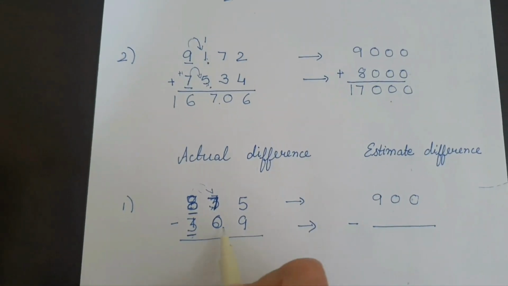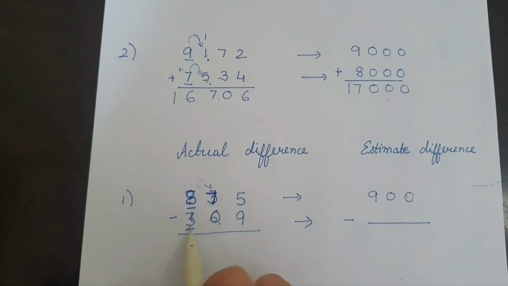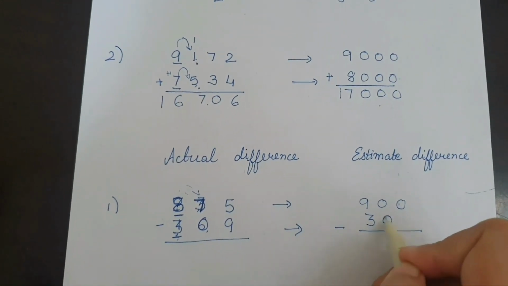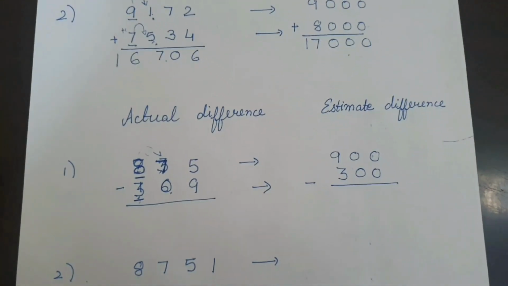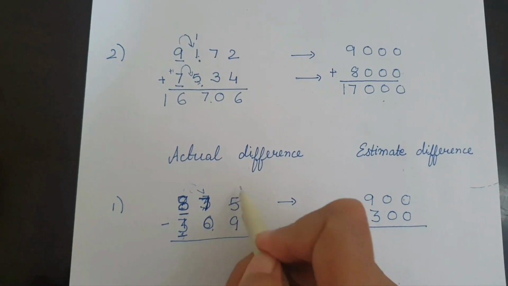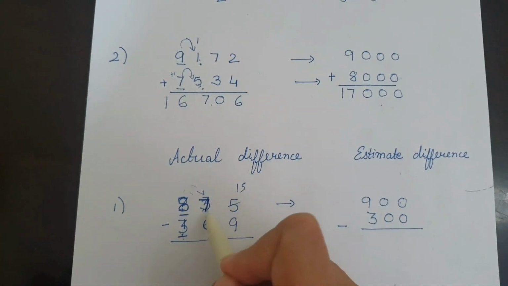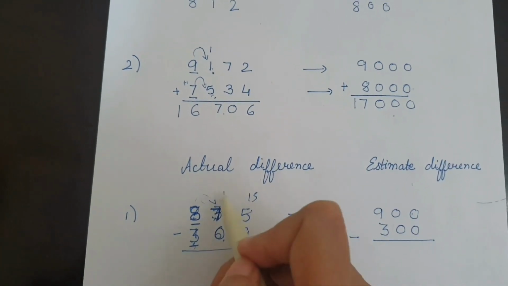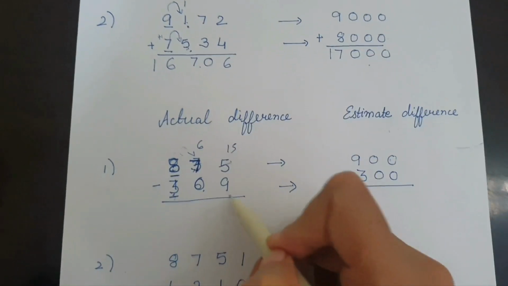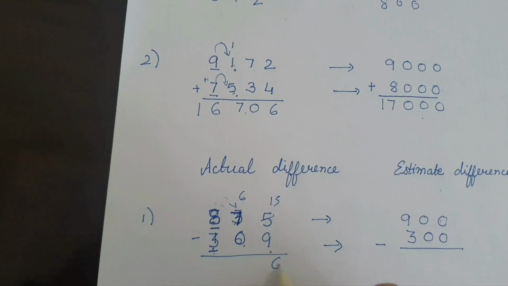See the next one, 3. 0 is less than 5. So the 3 will remain 3 and the rest will become 0. Fine. So now let us do the subtraction. Here this is 15. We have borrowed from here. 7 will become 6. And now let us subtract. 15 minus 9 is 6.